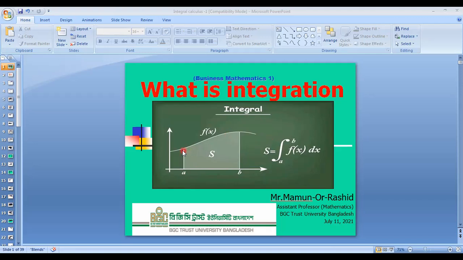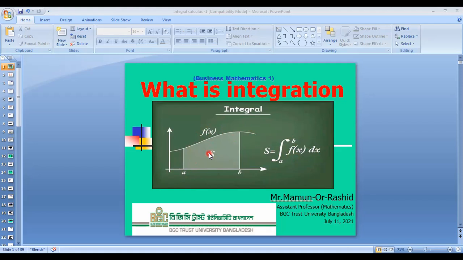To find the area of a curve, suppose this is the curve f of x, and this f of x, the x-axis and the y-axis enclose an area. This is the area S. To find these types of area, S equals the integration from a to b of f of x dx. To find these types of area, we have to use integration.